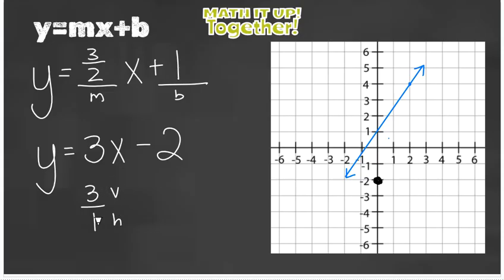This is going to be my vertical movement. This is going to be my horizontal movement. Because this is positive, I'm headed up 3. Because this is positive, I'm headed right 1. So let's count that off. And from here, we're going to go up 1, 2, 3. And we're going to go over 1, making our second point right here.